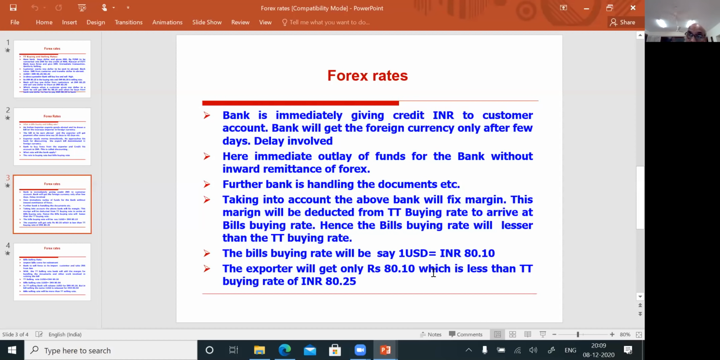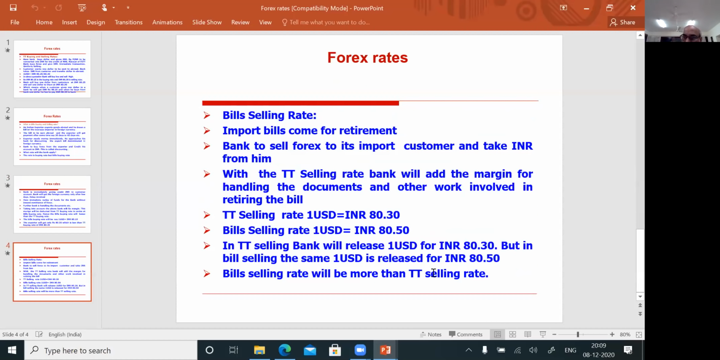Whereas if it is TT buying rate, immediate encashment of foreign currency, the person who is encashing the foreign currency will get 80.25. Okay, so now you know the mechanism of that is subtracting the margin from the TT buying rate. So the TT buying rate will be less than the bills buying rate. The opposite in the case of a TT selling rate and a bill selling rate. I will just explain to you.